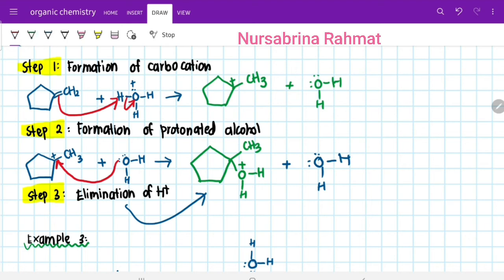The lone pair of electrons from the oxygen of the water will attack the hydrogen in your protonated alcohol, and the bond between the oxygen and hydrogen will break heterolytically, so both of the electrons go to the positive oxygen. So finally we regenerate our hydronium ion, which comes from your acid, plus your alcohol.